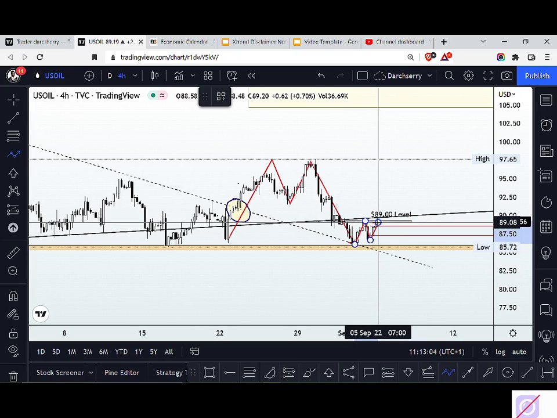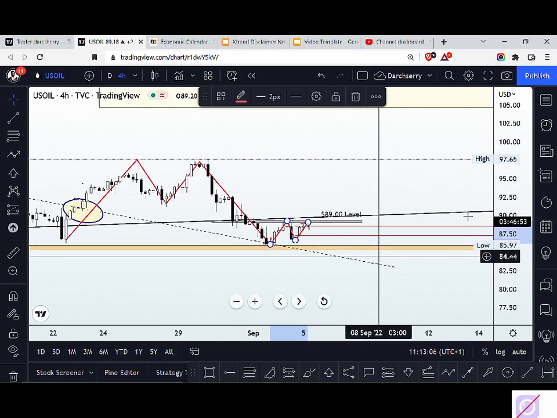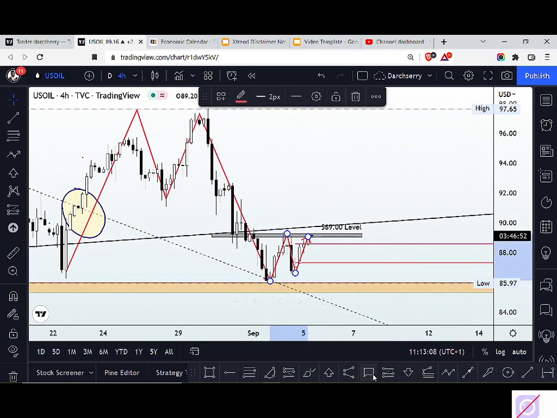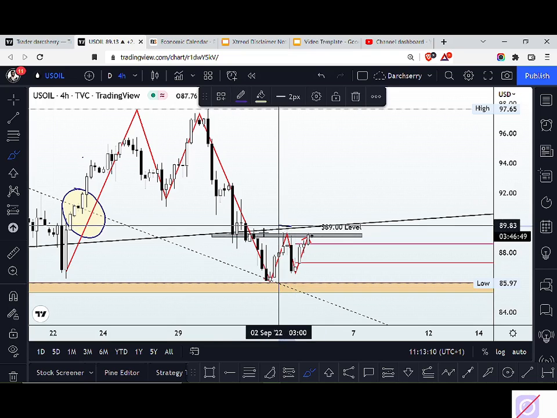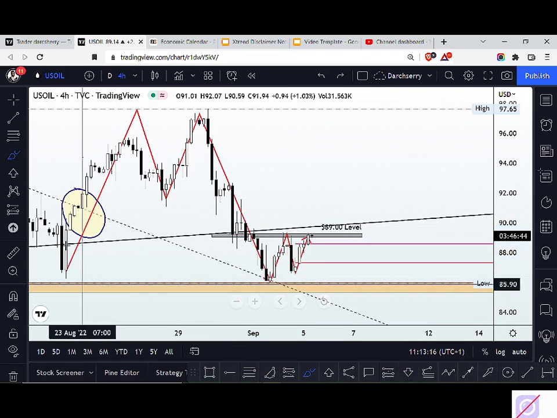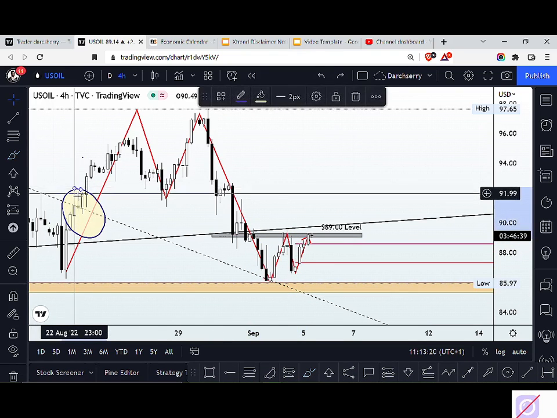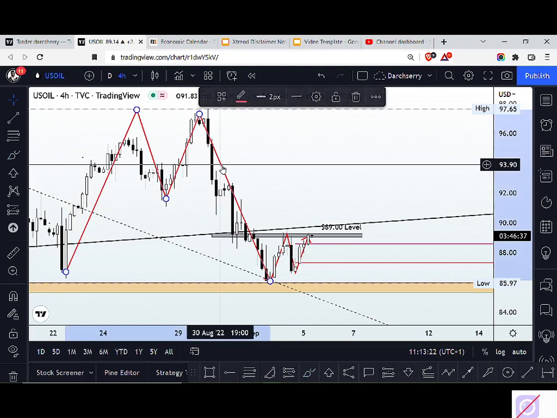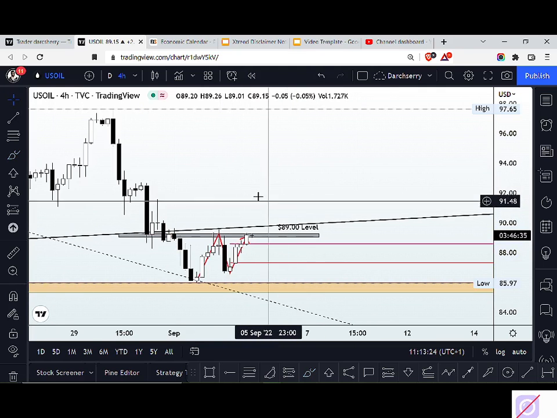So right now, is this structure going to evolve into a double bottom structure? That is the question we want to be asking this week. How are we going to be seeing a double bottom structure here that would confirm a reversal pattern at this point in the market? So let's see things more clearly.